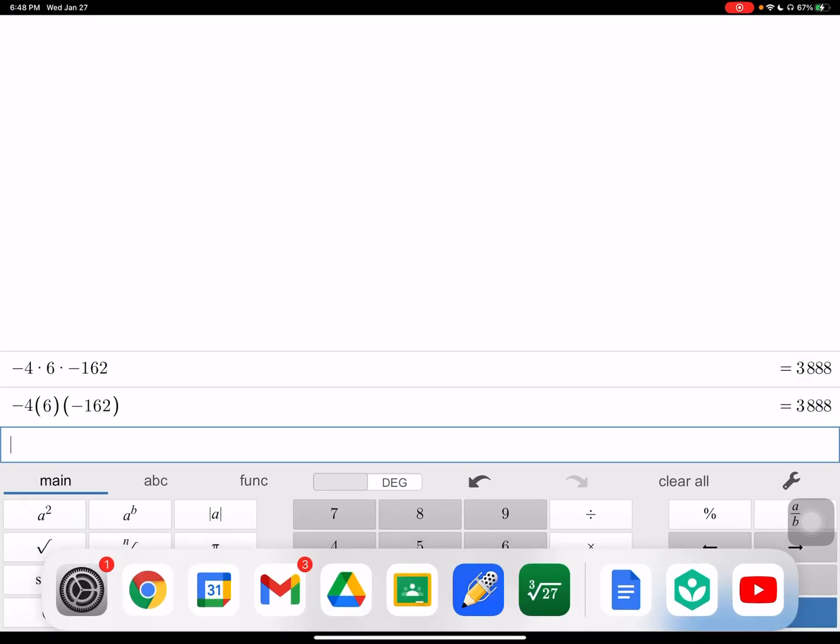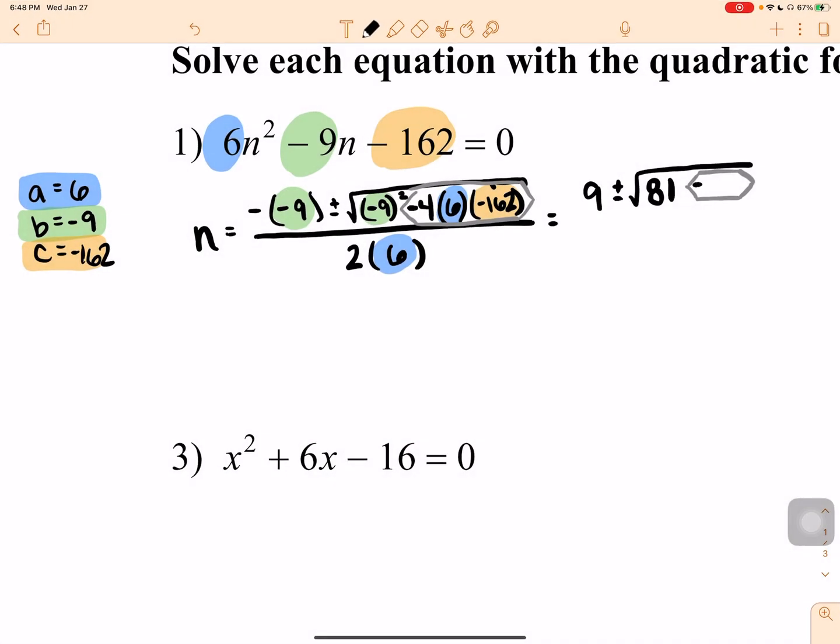So we have 3,888, and it's a positive here, all over 2 times 6, which is 12. So now I'm just going to write it over here. So we have 9 plus or minus the square root.